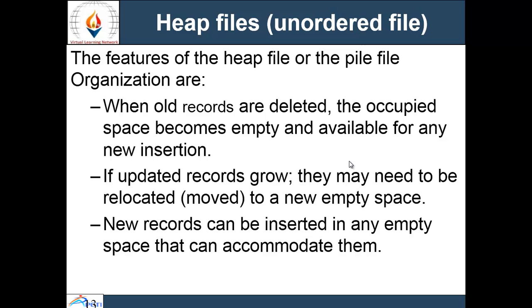Now, in order to make the effective selection of file organization and indexes, the file organization is divided into different categories: heap files, or we can also say unordered files, hash files, indexed sequential access method file organization, B+ tree file organization, and cluster file organization. First is heap files or unordered files.